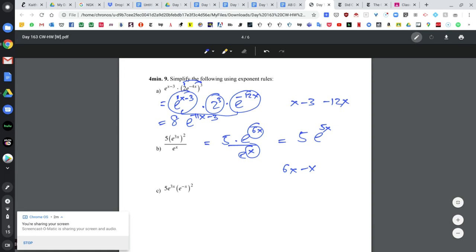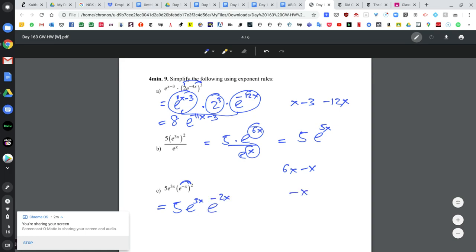Okay, let's try C. You can pause the video, attempt C yourselves. So as before, that's 5e^3x. That's not part of the parentheses. And then you're raising to the power of 2. So that'll just multiply. So it becomes e to the power of negative 2x.